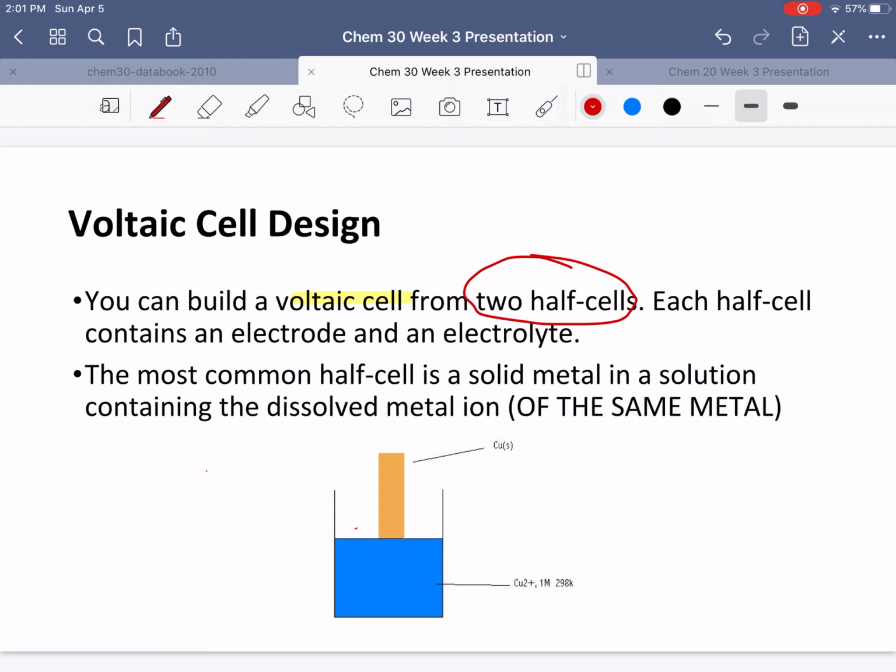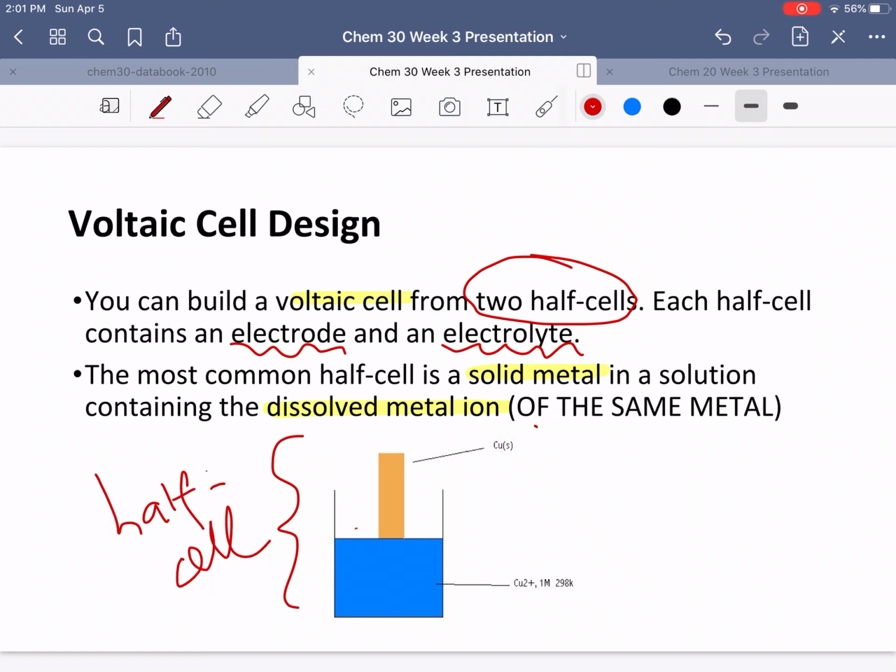Now, each half cell individually has one electrode and one aqueous solution that's placed in, the electrolyte. Usually the way we make these things is take a metal and put it in its dissolved metal ion. And we'd use the same metal. This, for example, guys, is a half cell, right? It's not the whole voltaic cell, it's just the half.